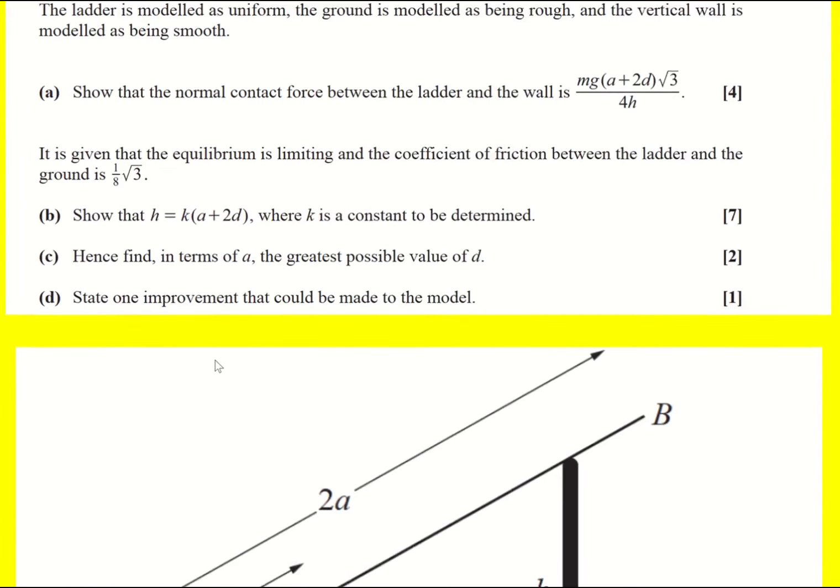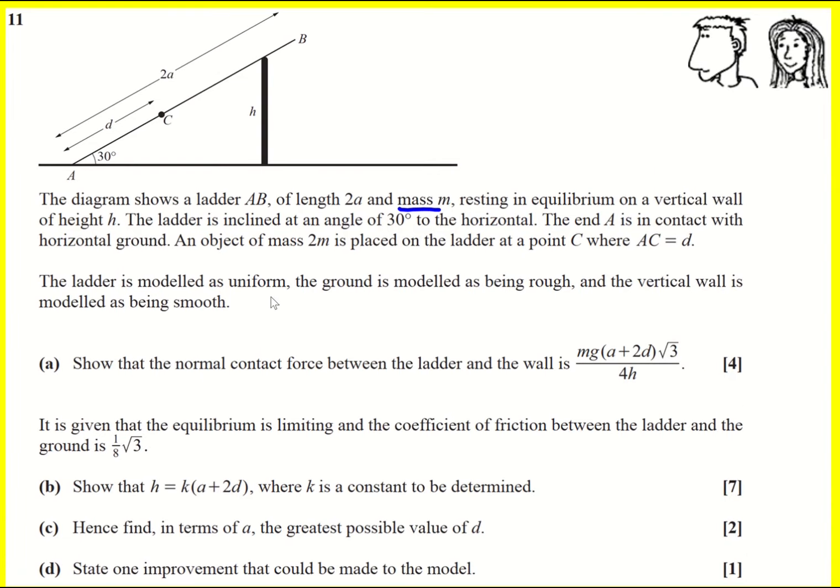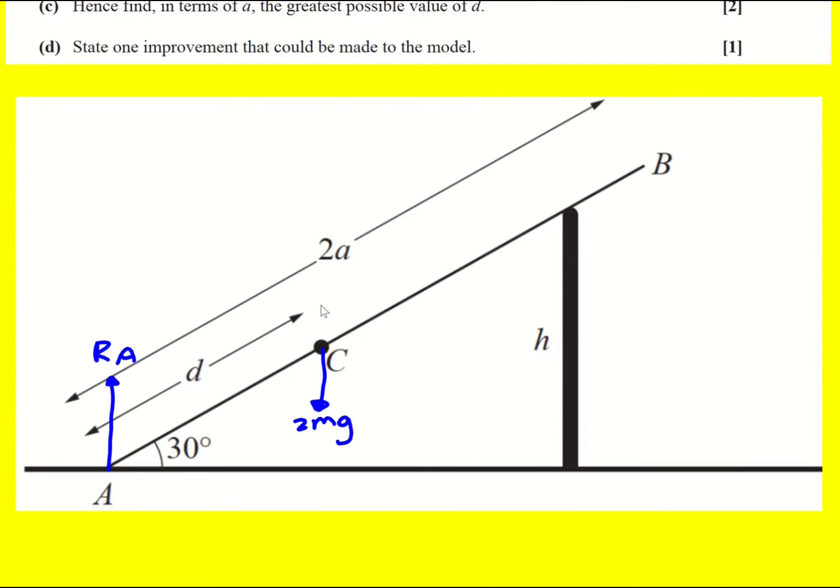That's pretty much everything so far. But then we're told the ladder's modeled as uniform. That means the center of mass is going to be in the middle. So let me add that on at this point. Now it kind of looks like C is in the middle, which is a bit frustrating, so I'm just going to move it here. This is going to be where the center of mass is, mg. And then this distance is a. It might not be drawn accurately, but I wanted to move it far enough away from C rather than have them basically identical.